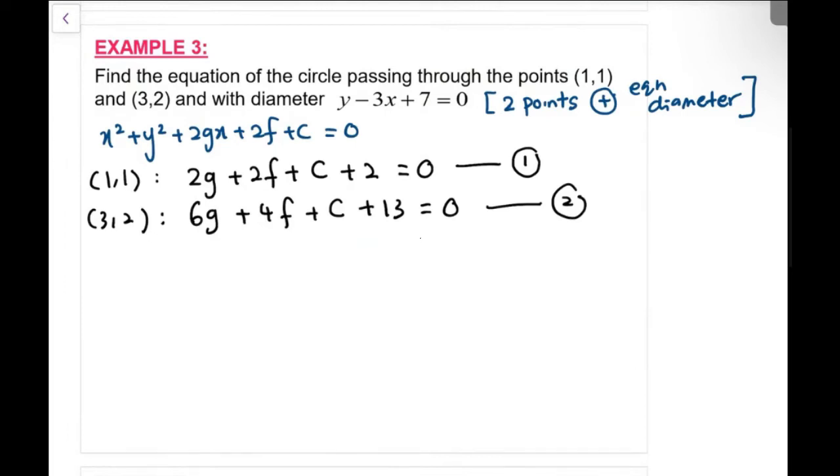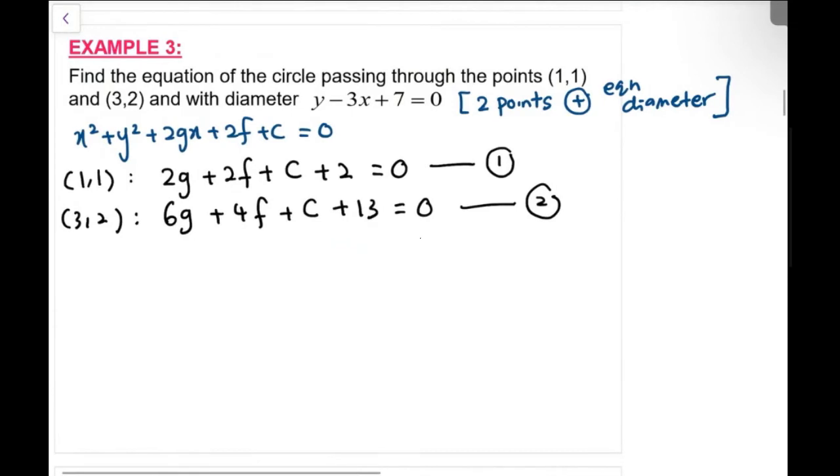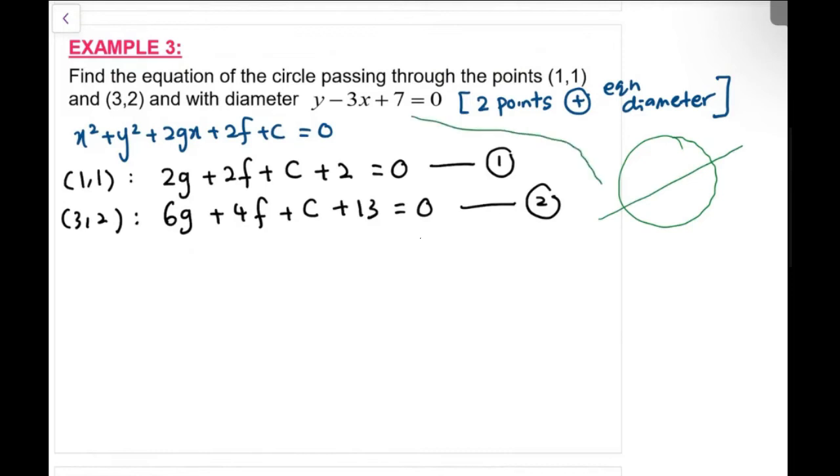Okay, now for the third equation, slightly different from before. Now we have the equation of a diameter. Alright, so I just try to illustrate it. So we have a circle and then we have the equation of a diameter given in the question. Now the only point that lies on a diameter would be the center, because the center lies at the middle of our diameter.